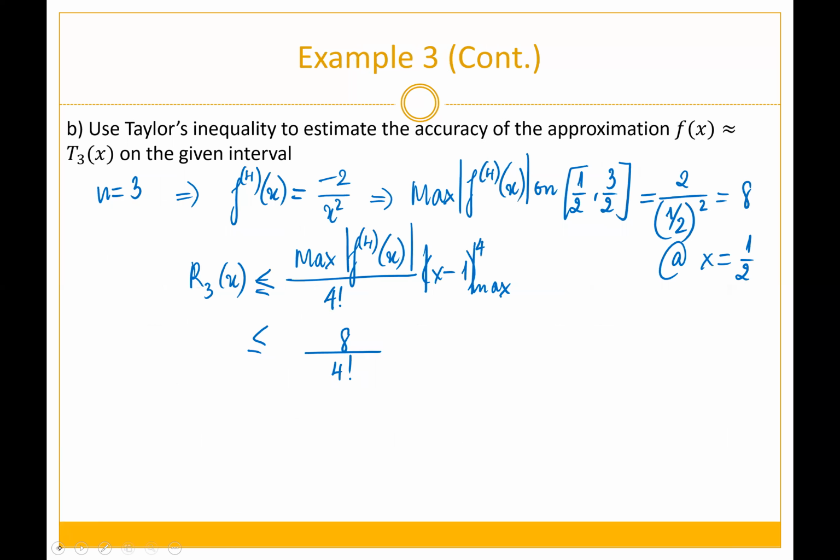Now you also have the absolute value of x minus 1, which is maximum. So we want the maximum of the absolute value of x minus 1 on this interval. When you look at it, you have one half and then three halves, so this is a symmetric interval. It has to be at either of the two ends to be maximum of x minus 1. So the maximum is just one half, because the distance is equal from the two ends, and it's also the maximum distance from 1. So it's one half.